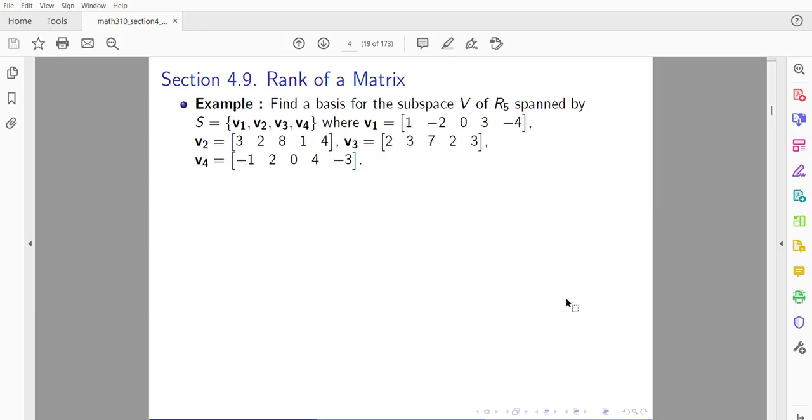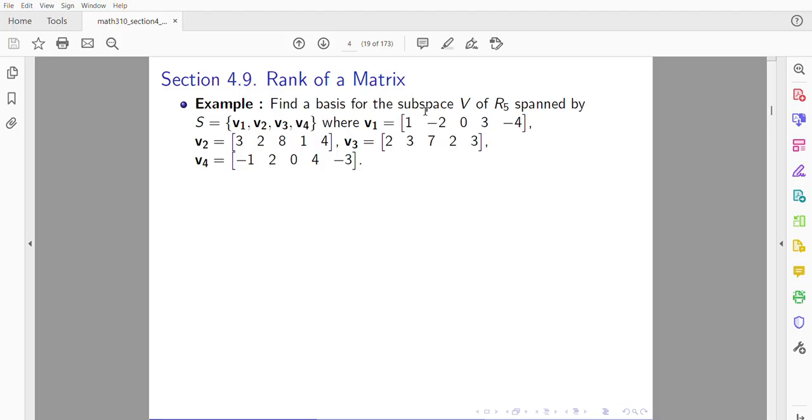Let's look at an example. Find a basis for the subspace V of R^5. R^5 means row vectors of size 5, right? Spanned by, here are our four vectors v1, v2, v3, v4. They span a subspace, right? So find the basis for that.